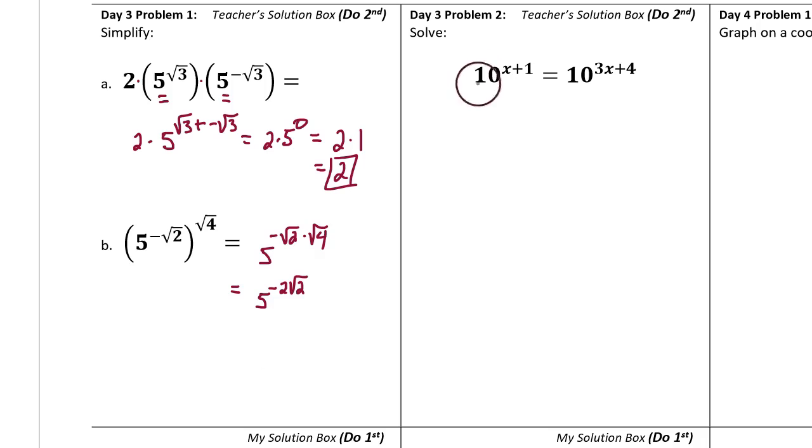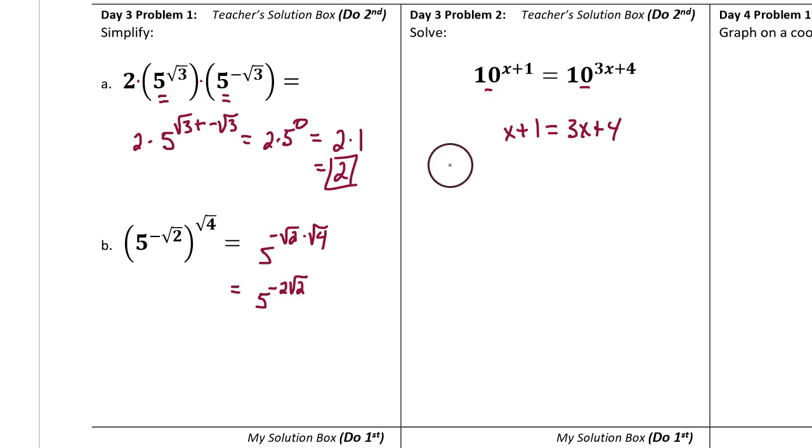Day 3, problem 2. Solve this equation. What I notice in the equation is that the base is the same on both sides. So for these expressions to be equal, the exponents must be equal. By setting the 2 exponents equal to each other, we create an equation like Algebra 1 equations.